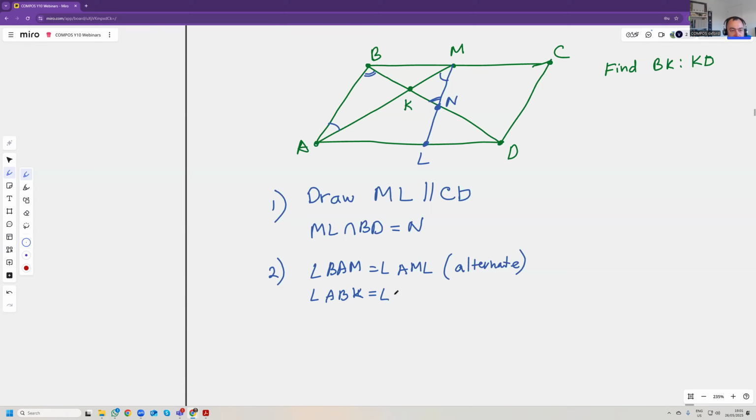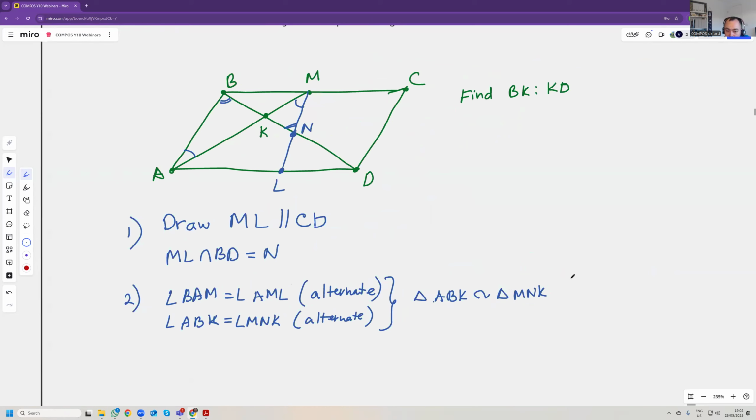ABK is MNK. Oh, for the same reason, alternate angles. And hence, triangle ABK is similar to triangle MNK by the angle-angle similarity.